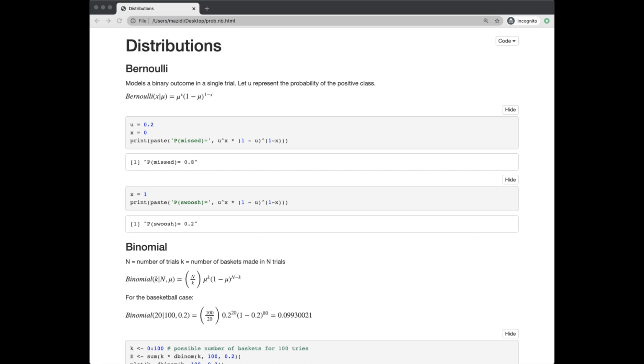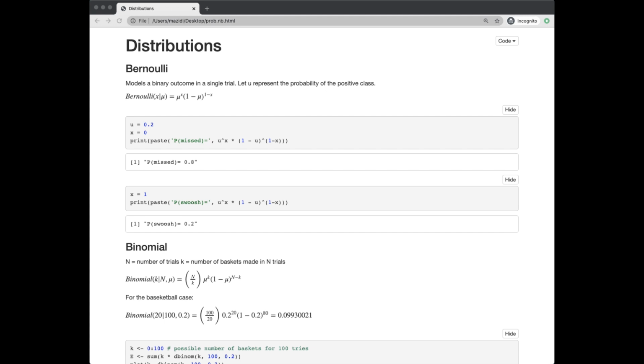It's important to understand our data in terms of these distributions. First, let's look at a Bernoulli distribution. This models a binary outcome in a single trial. Let mu represent the probability of the positive class.